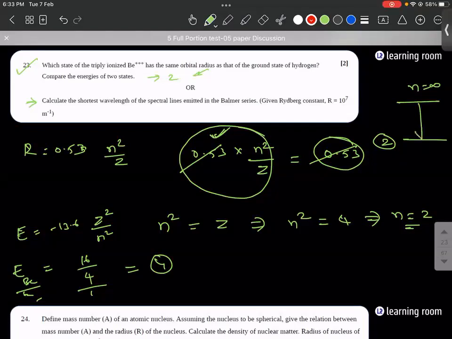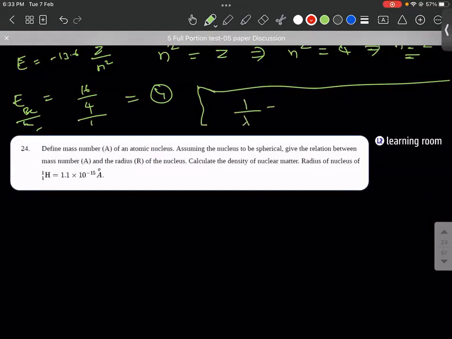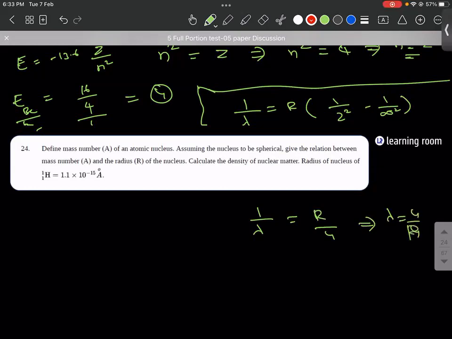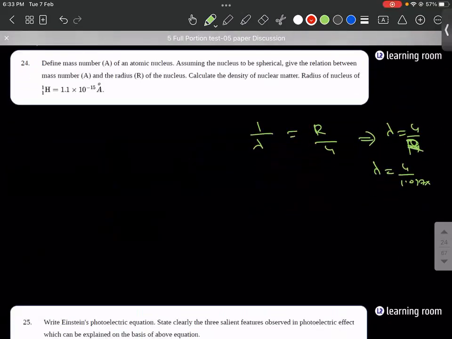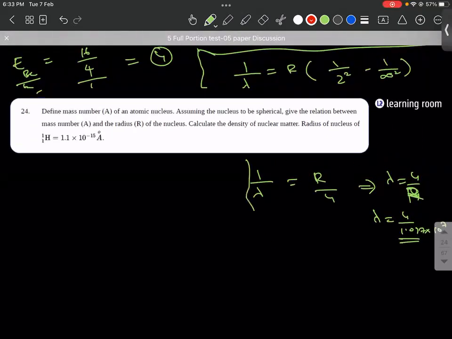So when the transition takes place from n is equal to infinity to n is equal to 2, then the wavelength formula is 1 by lambda is equal to R into 1 by 2 square minus 1 by infinity square. So 1 by lambda will be equal to R by 4, which implies lambda is equal to 4 by R. So lambda will be 4 by 1.097 into 10 power 7. So substitute in this, you will get the answer. Are you able to understand?